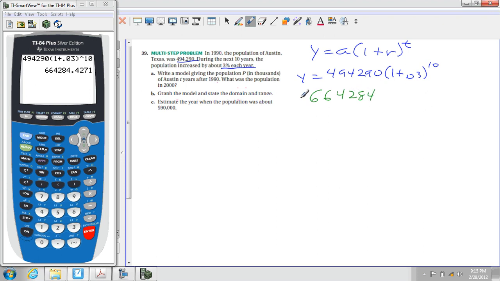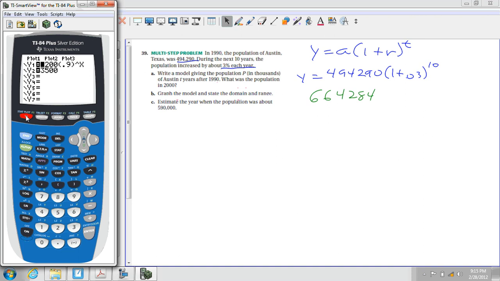Then part B says, graph the model and state the domain and the range. Okay, well, we're going to graph it then. So I'm going to go to my y equals. I'll clear these formulas out there. So I'm just going to enter in my formula, 494,290 times 1.03, close parentheses, caret x, because I want to have it as a model, and x will stand for the number of years.